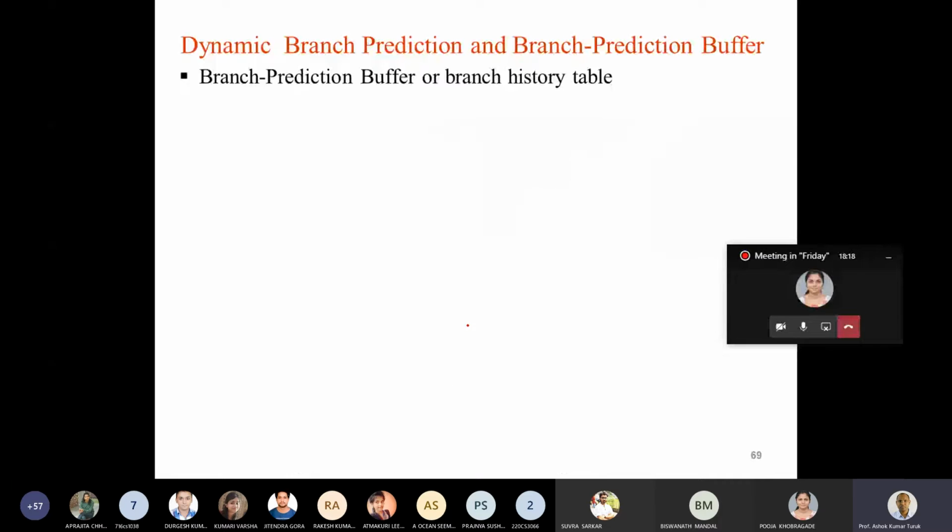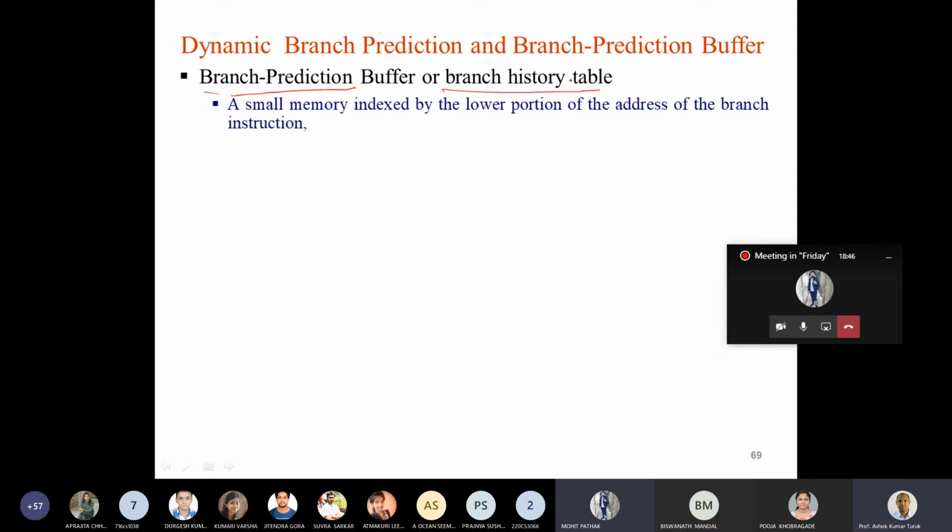Now, in the case of dynamic predictions, the simplest dynamic branch prediction scheme is a branch prediction buffer, also known as a branch history table. What is a branch prediction buffer? This is one of the simplest schemes.